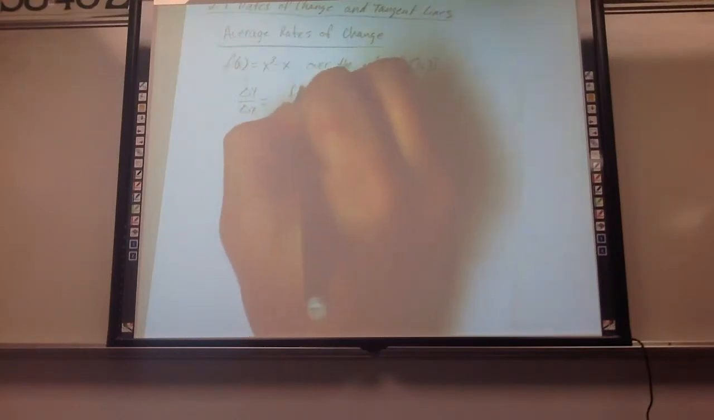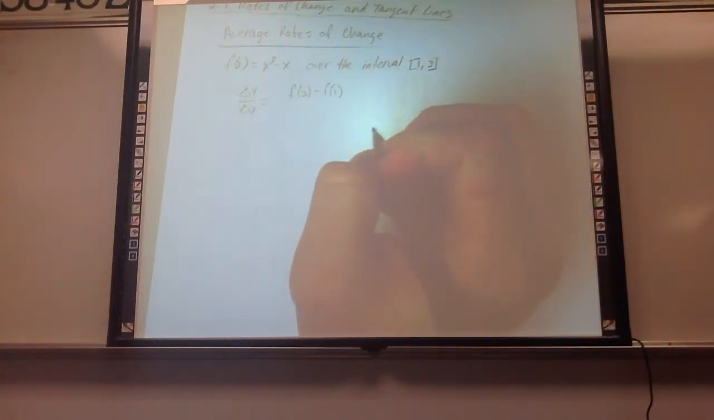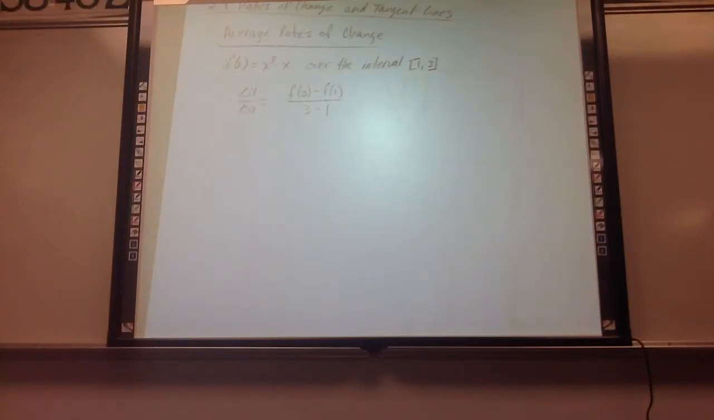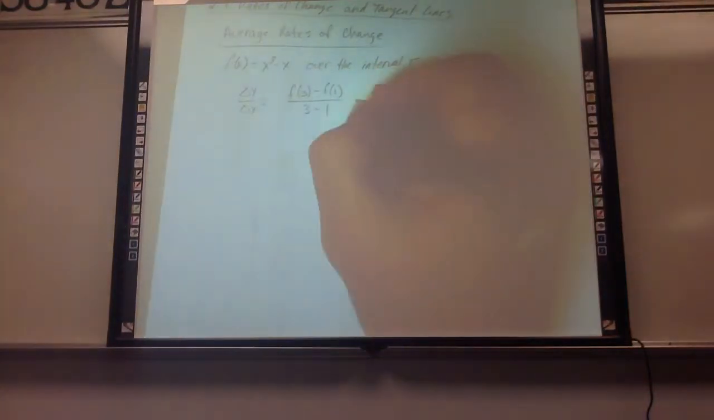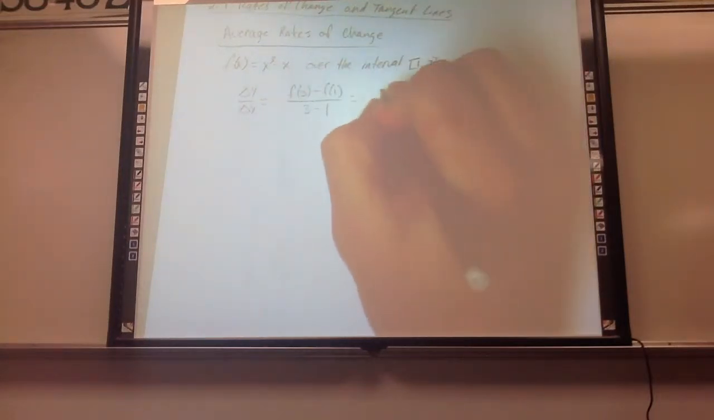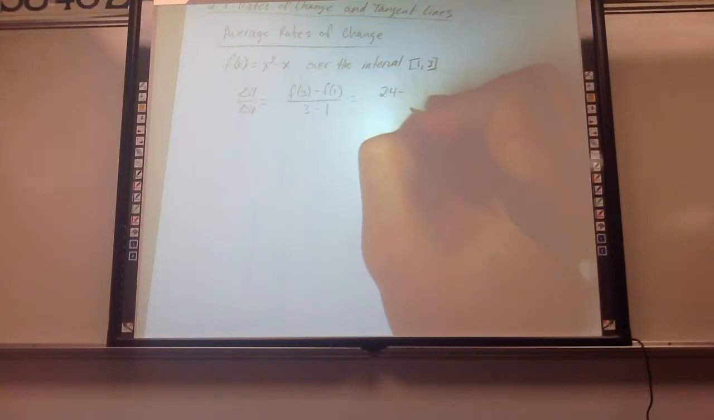So basically f of 3 minus f of 1, over 3 minus 1. Right? Change in y over change in x. So that would be 27 minus 3, so 24, minus 0, over 2, which is 12.